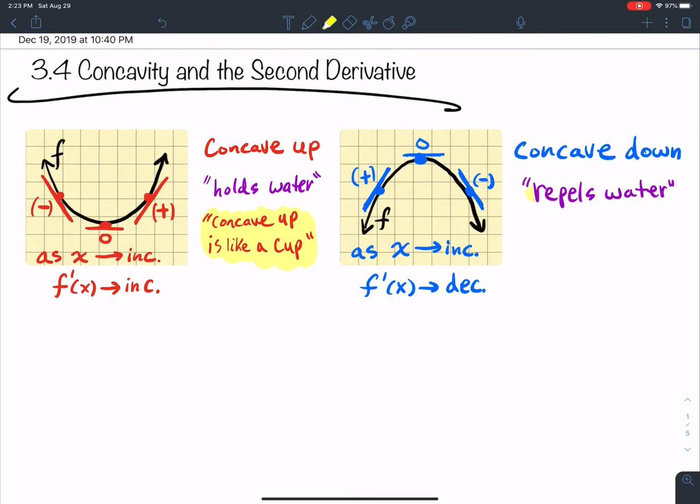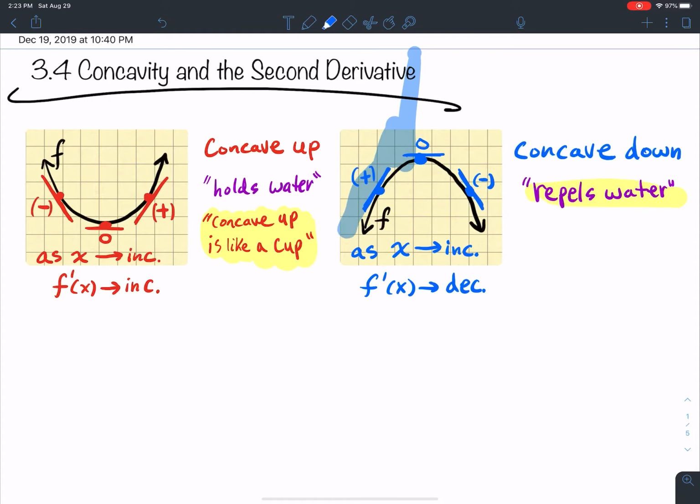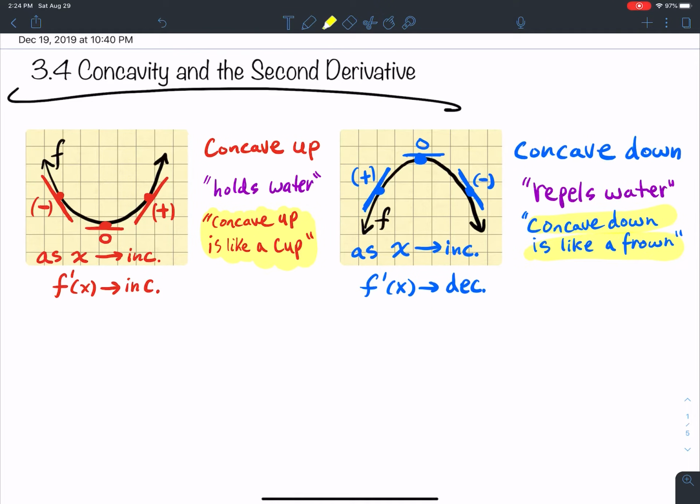So it repels water. What does that mean? That means when water is coming down, it just runs off the side. It doesn't fill up like a cup like this one does. Okay. One other way to remember it is concave down is like a frown. Concave up is like a cup. Okay, so those are just ways that will help you memorize concave up and concave down.